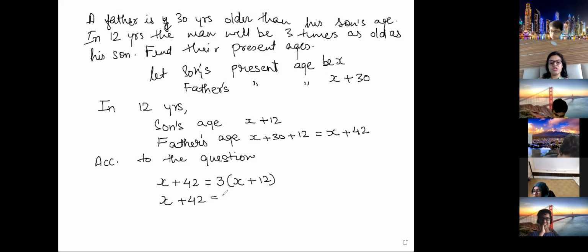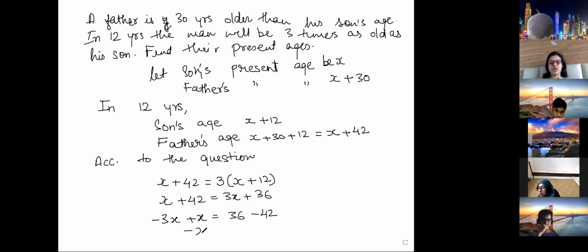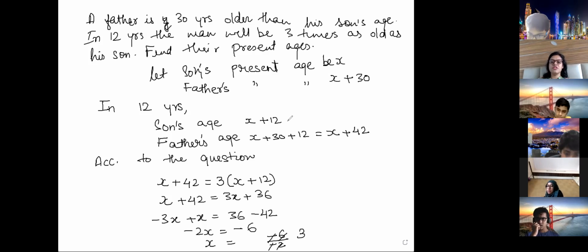x plus 42 is equal to 3x plus 36. 3x will bring over here. So x minus 3x equal to 36 minus 42. So it is minus 2x is equal to minus how much? 36 minus 42 is minus 6. So x is equal to minus 6 upon minus 2, minus and minus becomes plus. 2 threes are 6, so x is equal to 3. So that means the son's present age is 3 and the father's present age is 33.